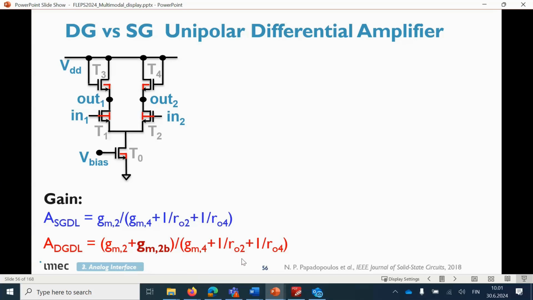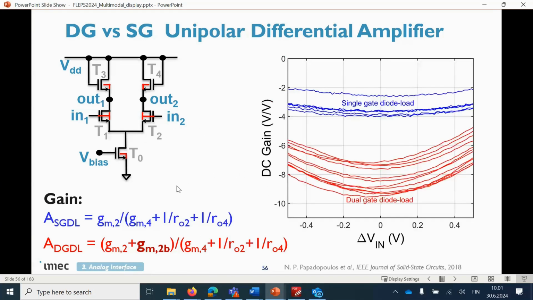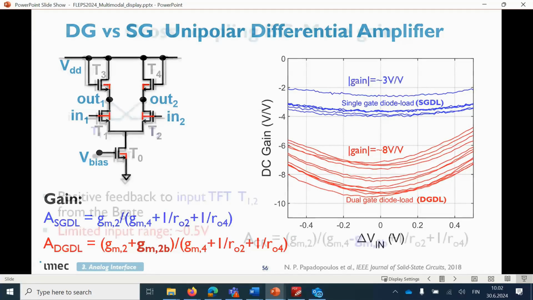But if you put on this also some design optimizations that you do, you will go higher. So these are actual measurements from samples, and you see from the dual gate you go 2 times and more in some cases of gain. But is this enough? Is 3 volts over volt enough? Is 10 dB enough to have an amplifier stage that is useful? The question in some cases is no.